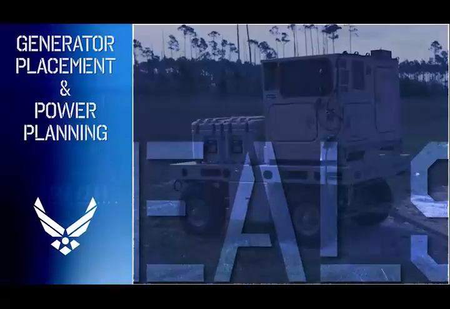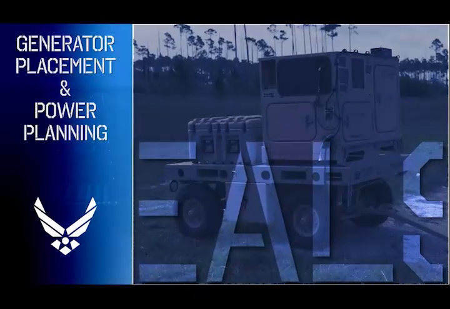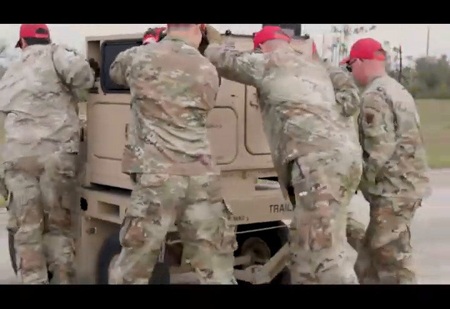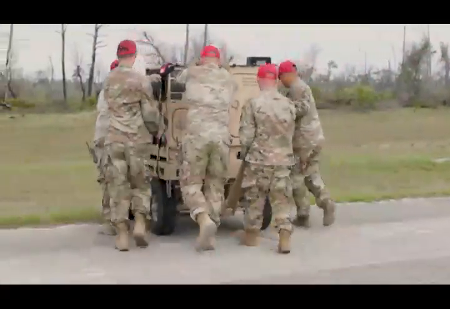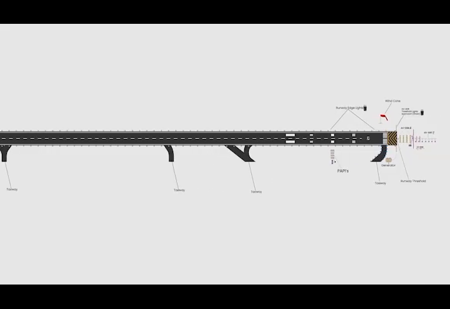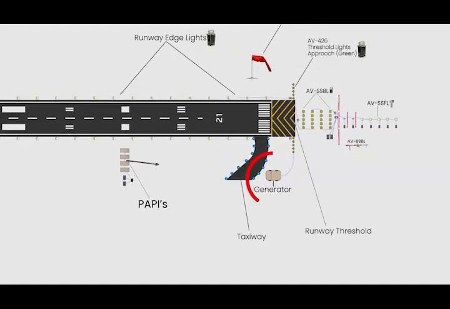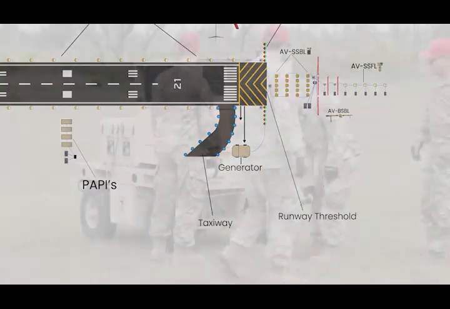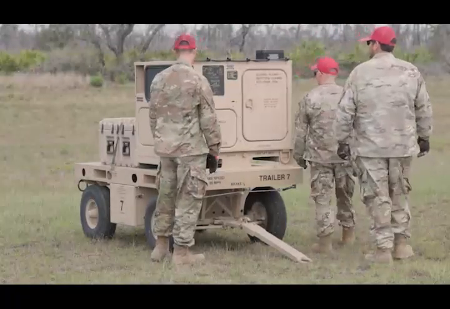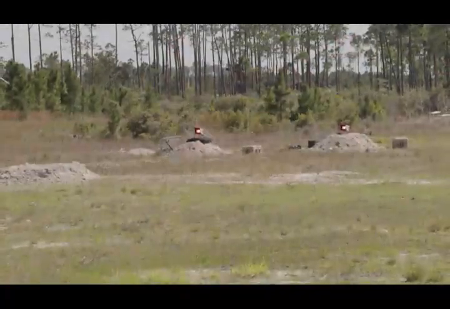Generator placement and power planning. When planning generator placement, remember that one generator should ideally be at each end of the runway, located between the PAPI and approach lighting, or within 1,000 feet of one of them. Generators should be placed no closer than 60 feet, but preferably 200 to 600 feet from the runway edge. The team will also determine which runway circuits and if 2 or 4 PAPI units will be installed.